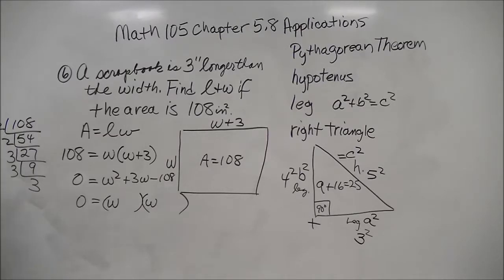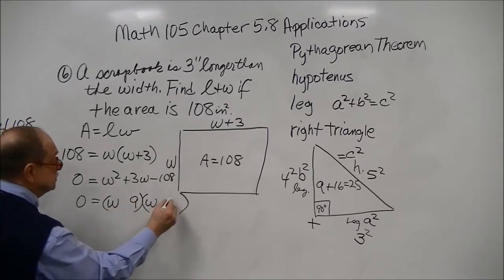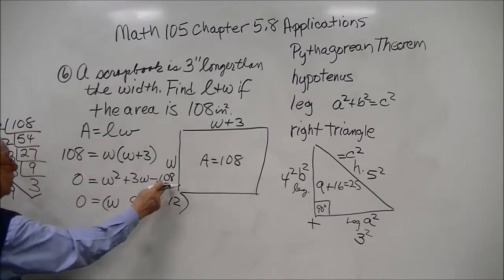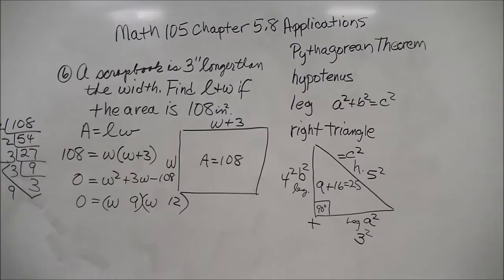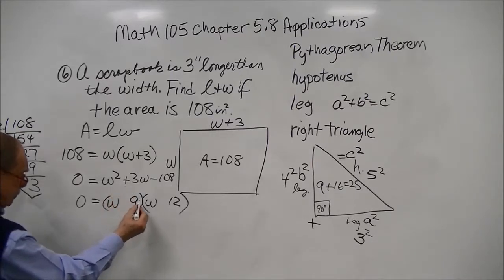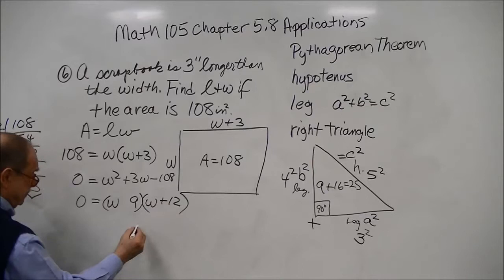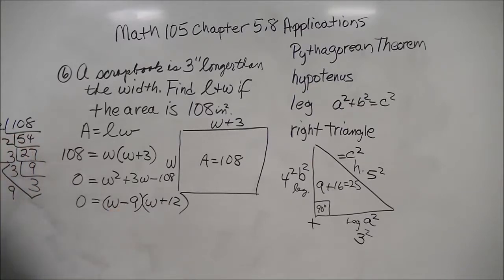So, as we look at this, it happens to work out the same. This is 9. This is going to be 12. 9 times 12 is 108. And I need the 12 to be a positive and this to be a negative.